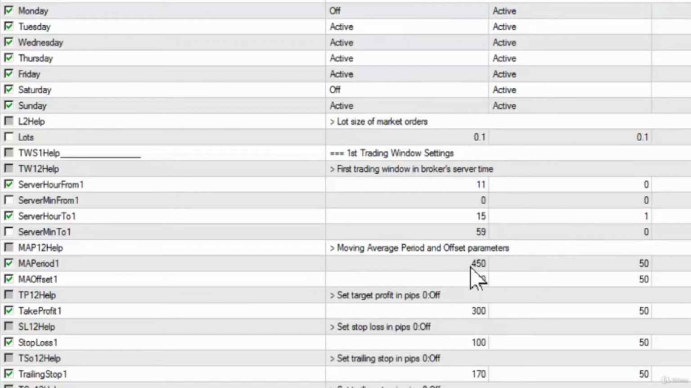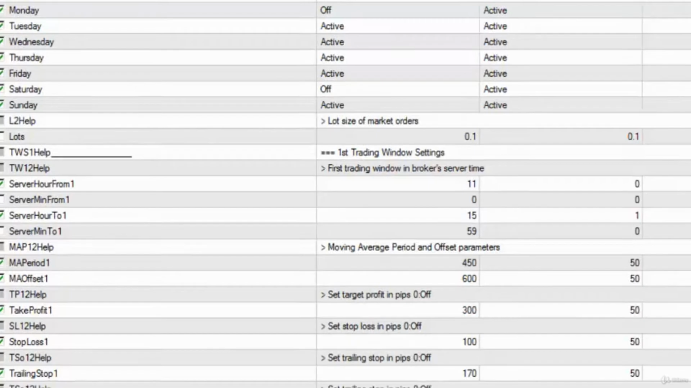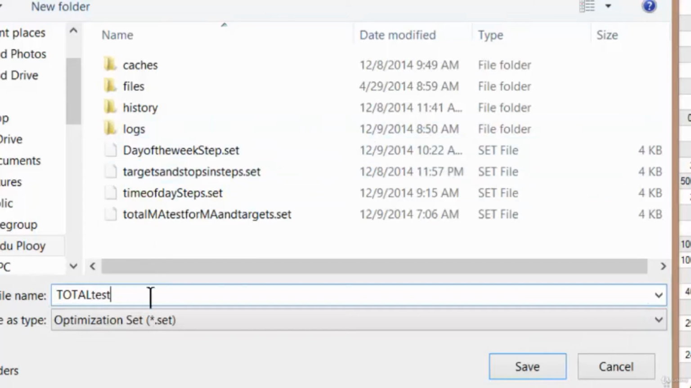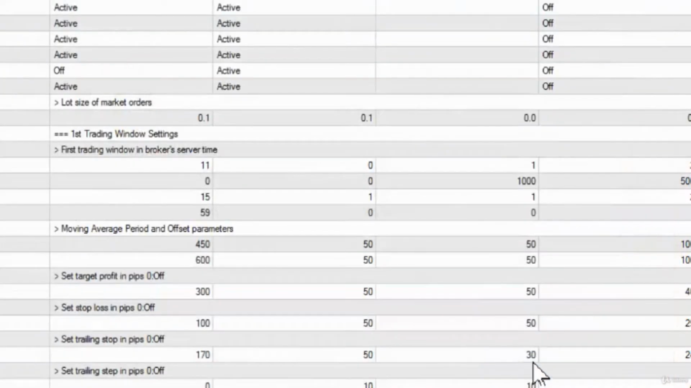The MA that it's come up with was 450 offset by 600, which is a fairly balanced setting. Take profit 300 and a stop loss of 100, and then a trailing stop of 170. It's interesting to compare those settings with the settings that we've come up with, and I think that's about all. Now I'm going to save this one as total test, positive, because I'm going to load the most negative result too.